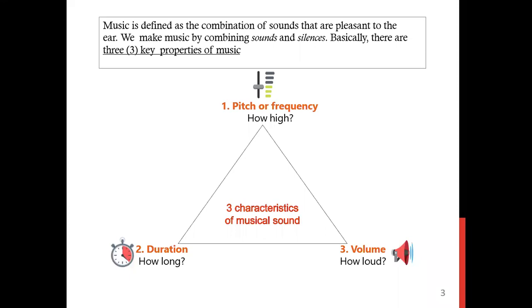Okay, very important. There are three properties of music. We have duration, we have pitch, we have volume. These three properties of music are very important, and this is what builds the framework of music itself. The scientific word for pitch is frequency, and the second one is duration, and then the third is the volume.